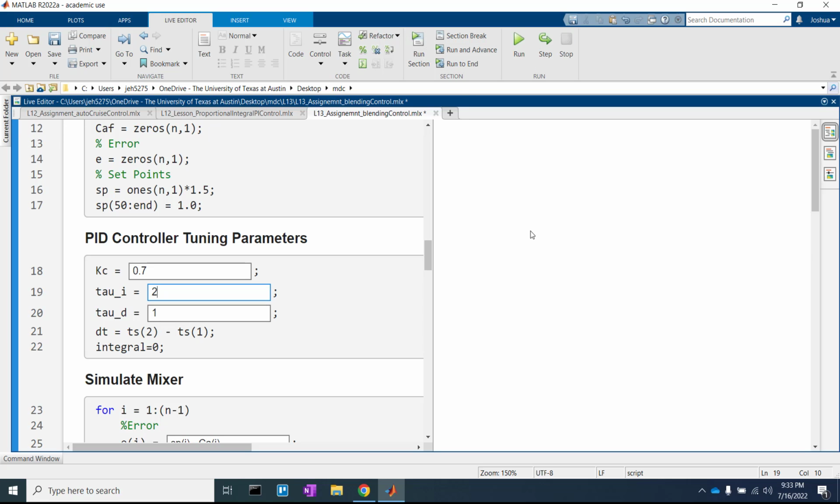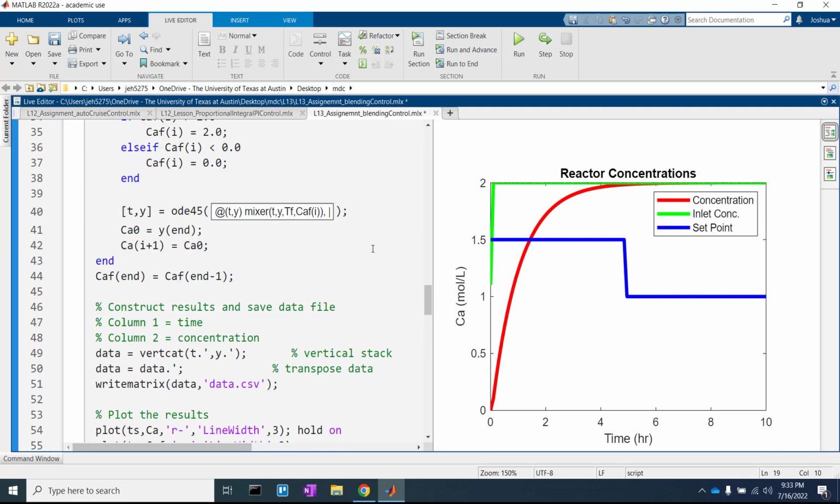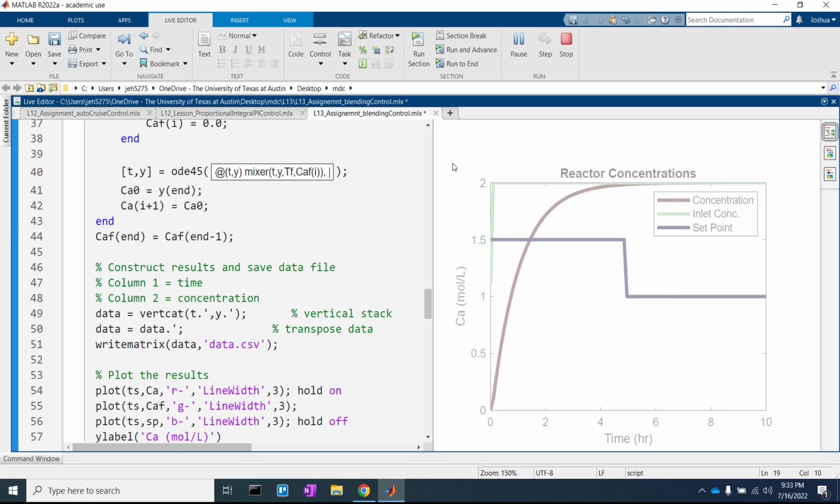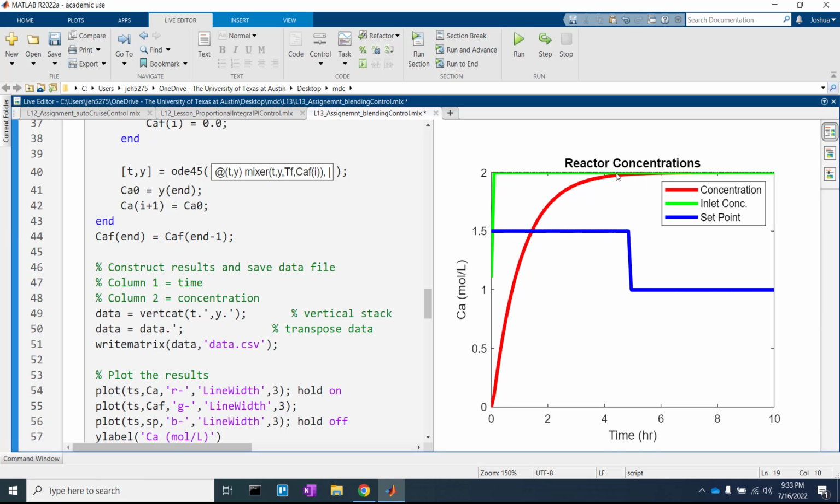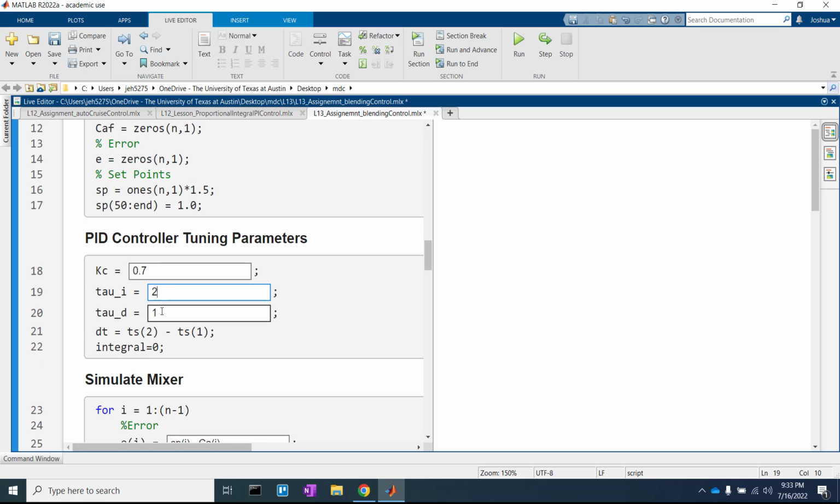So we'll go ahead and try running it again. The concept here is that we're tuning now. We're looking at the output, how it performs, and so we want this concentration to go down because we want the concentration to be near this set point. So let's go ahead and set tau I to something like 5. I'll run it again.